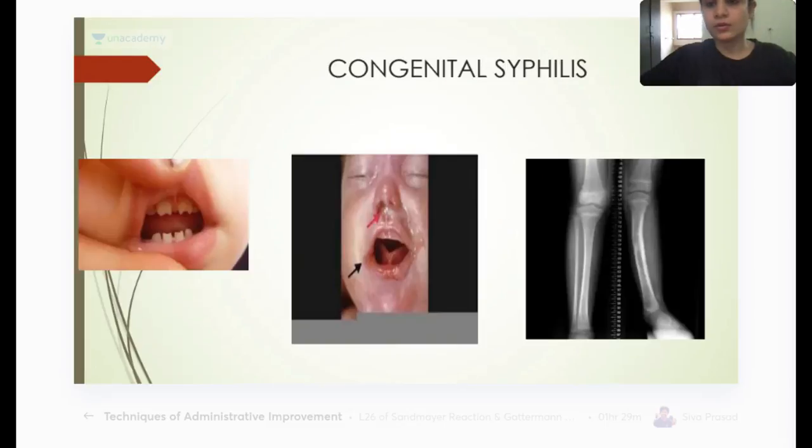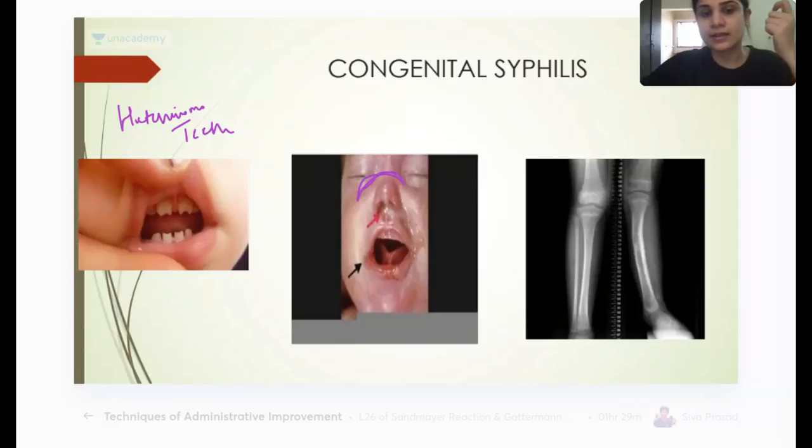Okay. Now, congenital syphilis and its signs. So quickly, can you tell me, the notched upper incisors, what are they called? Hutchinson's teeth. Okay. Here you can see three things. One is saddle nose. Second thing is snuffles. So you see the patient is having nasal discharge. And on the angle of the mouth, you have a lesion. What is that called? Rhagades. Okay, this is called rhagades.